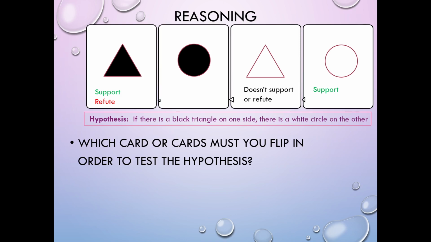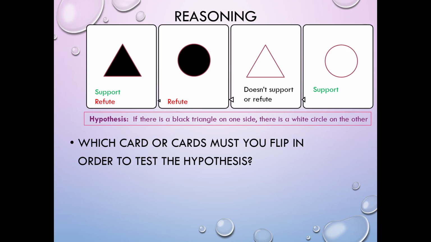My personal argument would be that you should start by flipping the black circle. Because if you flip the black circle and you find a black triangle on the other side, your hypothesis has been refuted, and there's no point in looking at anything else, right? Not even the black triangle, because we already know the hypothesis is wrong, because it doesn't cover every black triangle. If I flip over this black circle and find a black triangle, we have a black triangle with something other than a white circle on the other side. There's no point in testing any farther. The hypothesis is wrong. So if we find a black triangle, we have evidence that the hypothesis is wrong.